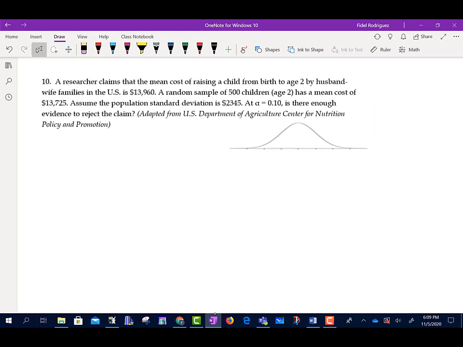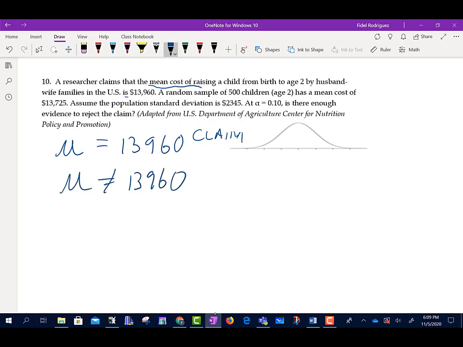Okay, first off, start reading the problem. A researcher claims that the mean cost of raising a child from birth to age 2 by husband-wife families in the United States is $13,960. So what are we going to say? Mu is 13,960. This here, y'all, is our claim. So what is the opposite of saying that something is equal to? Saying something is not equal to 13,960, right?